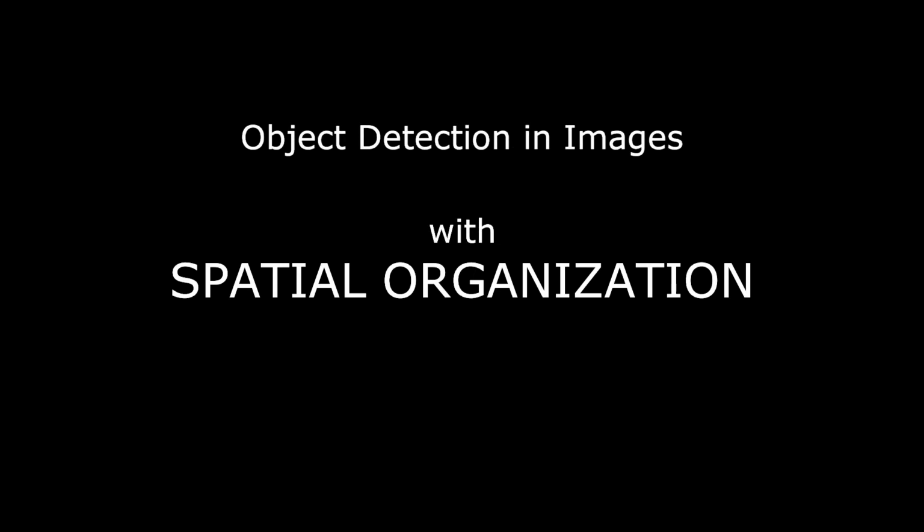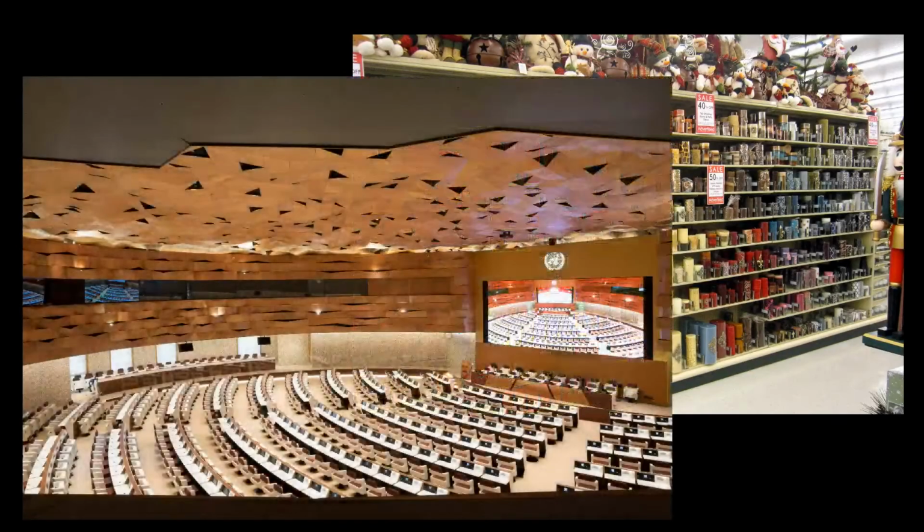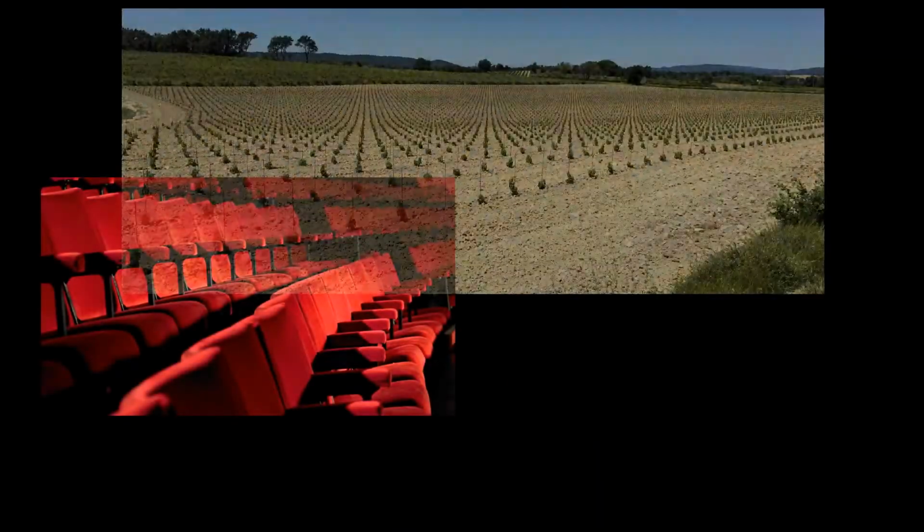Methodologies tackling the issue of object detection in images have made tremendous progress in the last 2 decades. With this paper, we investigate the case where objects are not randomly positioned in images, but spatially organized. Typically, this is the case of cars in a parking, items in the shelves of a retail store, seats in stadium or conference halls, plants in crop fields.